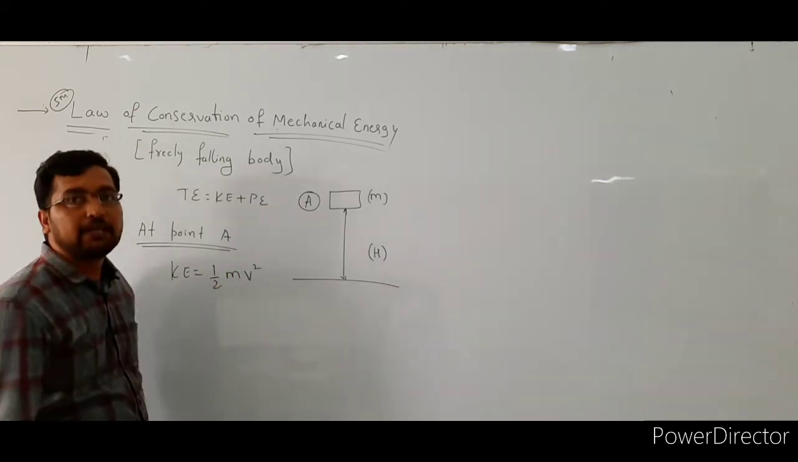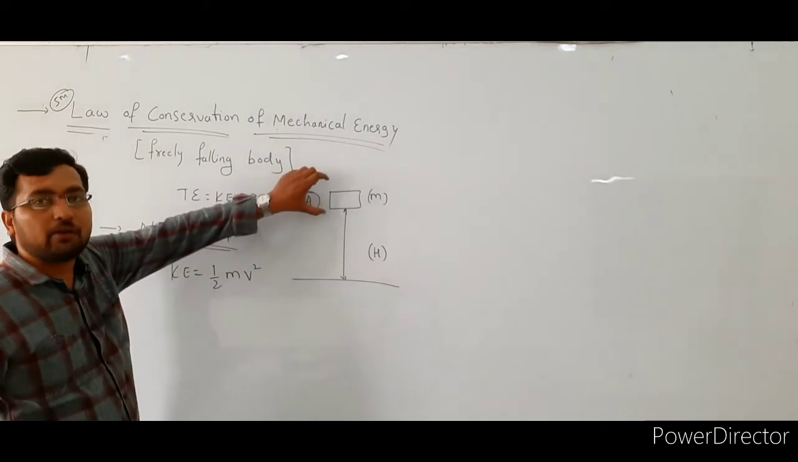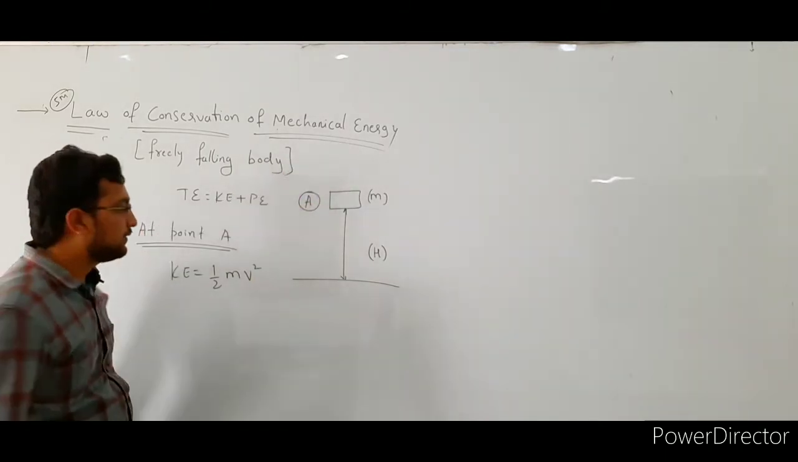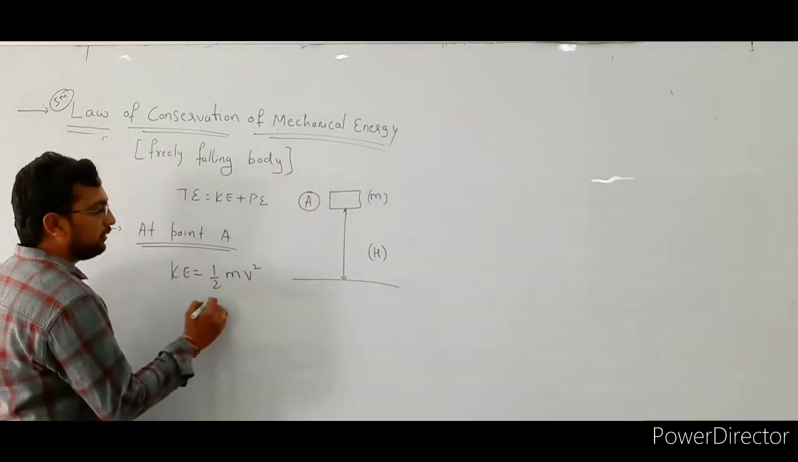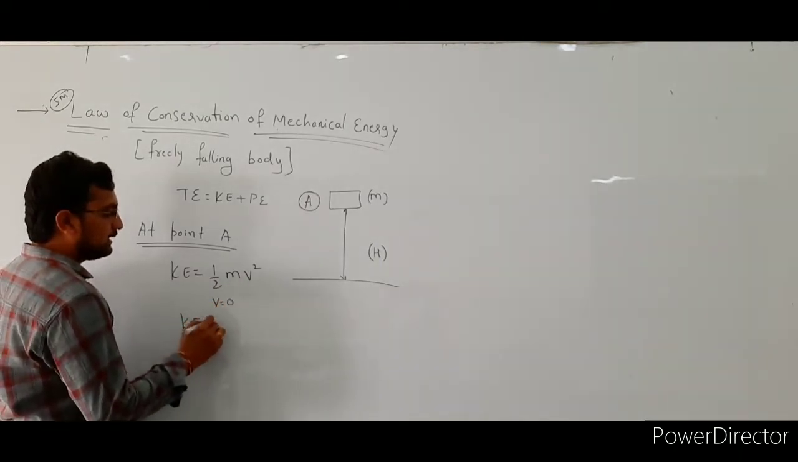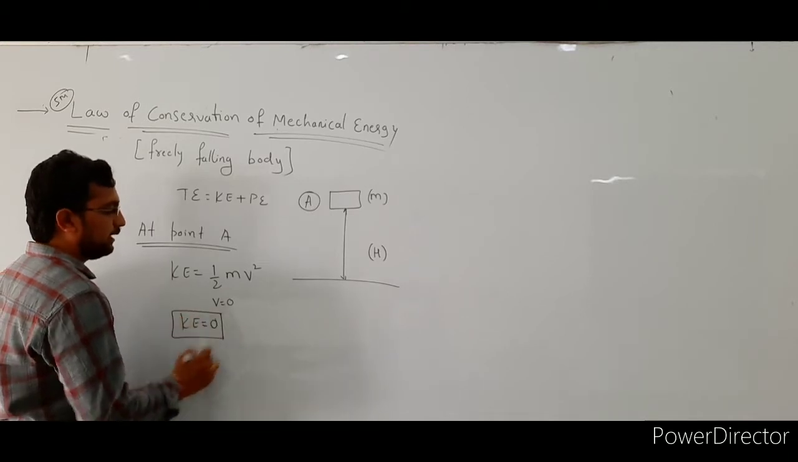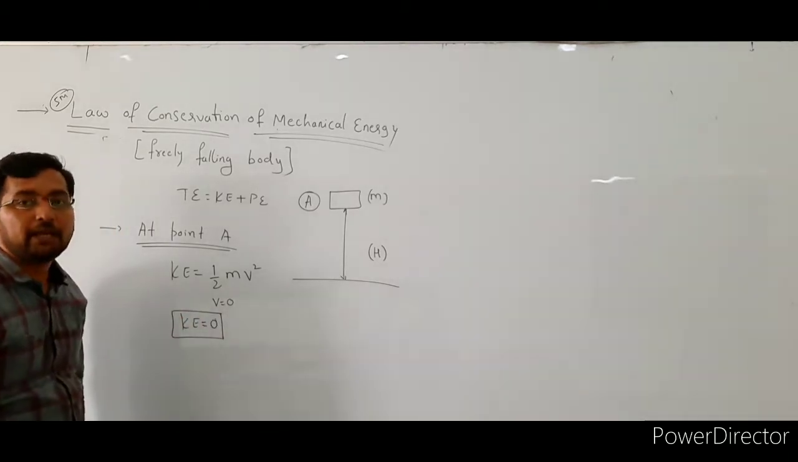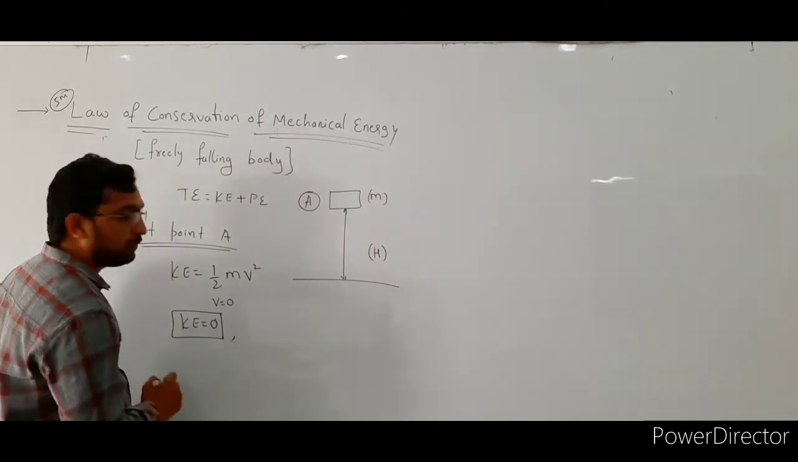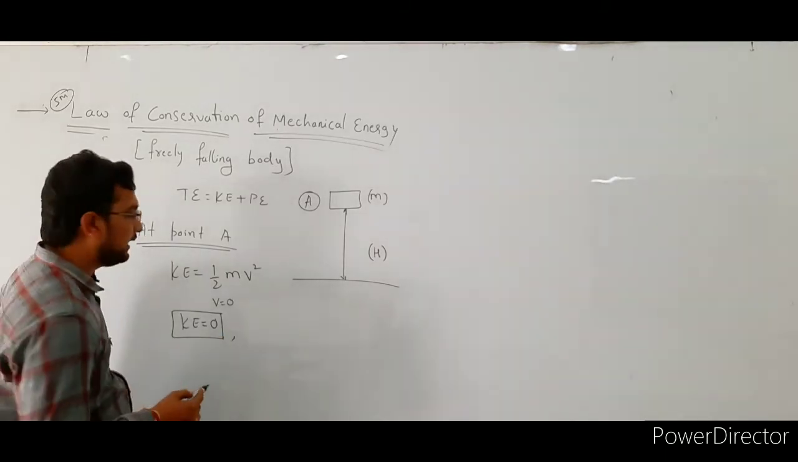In this case, freely falling means the initial velocity or initial speed of the body is 0. If the initial speed is 0, that is v is equal to 0, then the kinetic energy at point A is 0. Next, we are going to find out the potential energy.